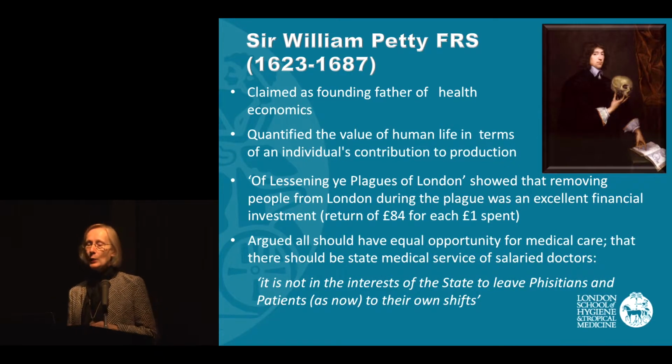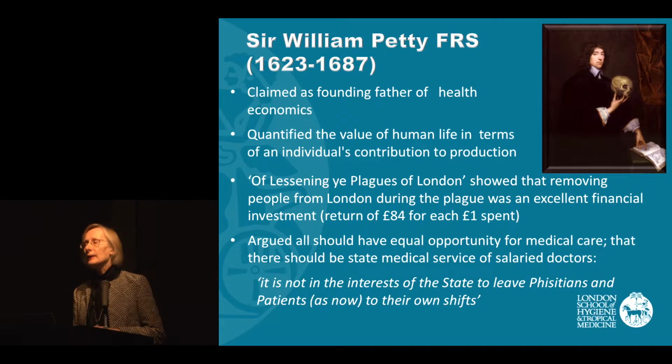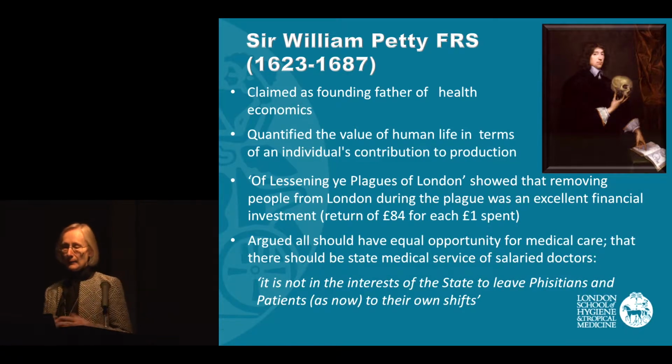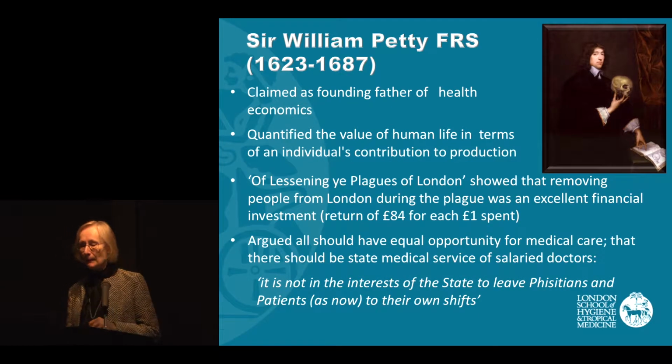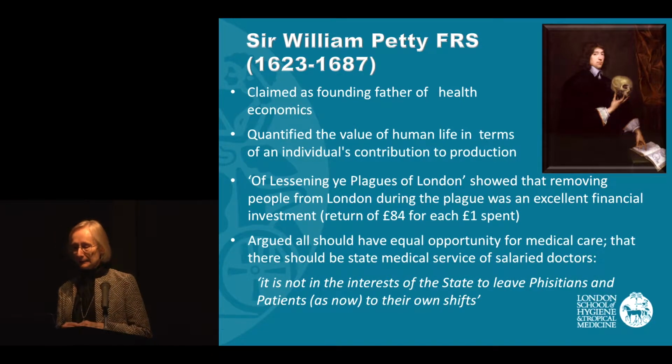For example, he quantified the value of human life in terms of an individual's contribution to production. We would now label that the human capital approach. In his pamphlet on Lessening the Plagues of London, at a time when London had outbreaks of plague that killed a lot of people, he showed that removing people from London during the plague was an excellent financial investment, a return of £84 for every pound spent, a very early cost-benefit analysis.